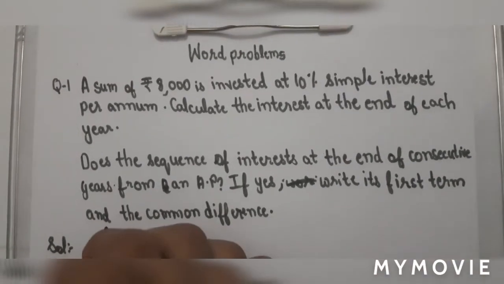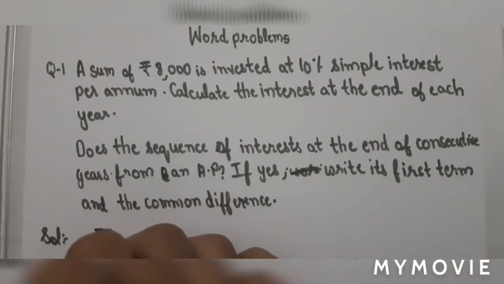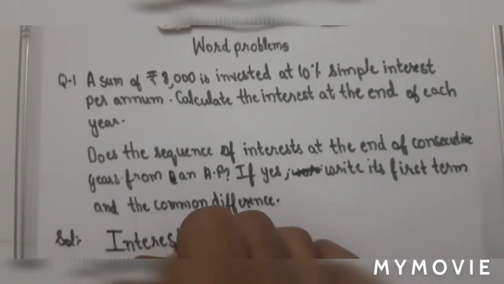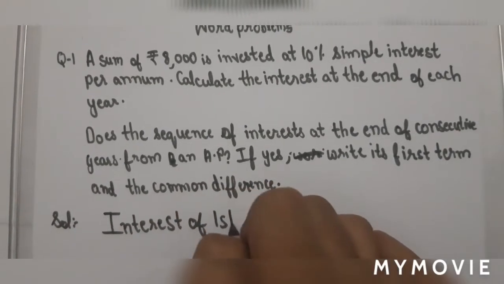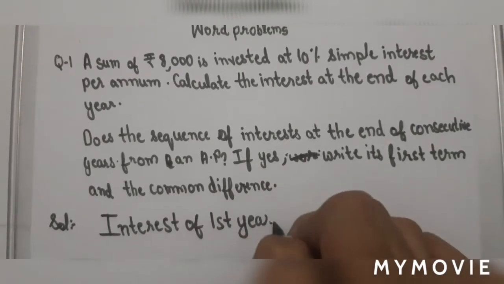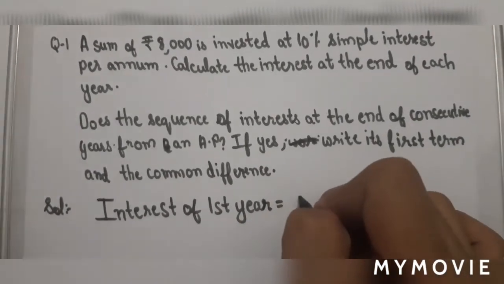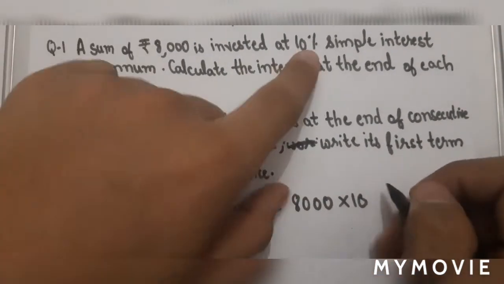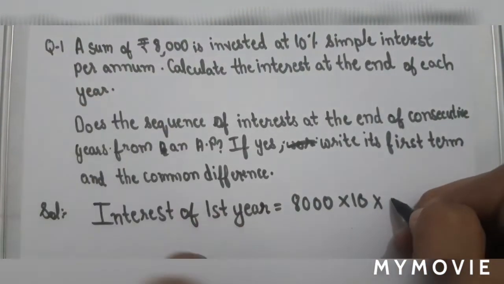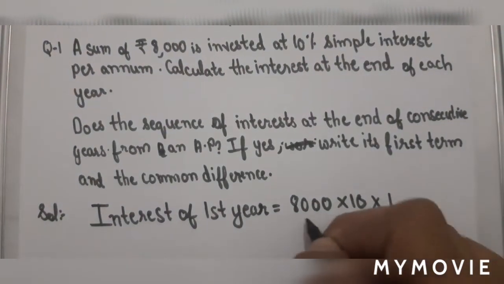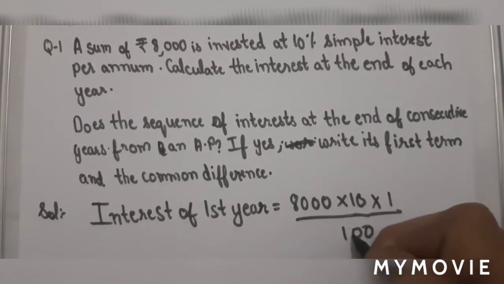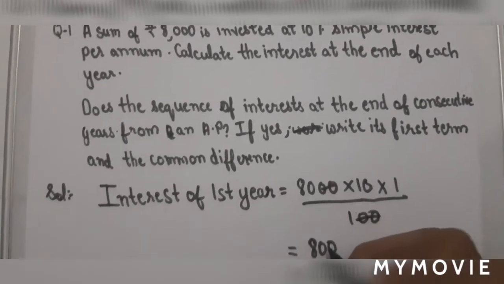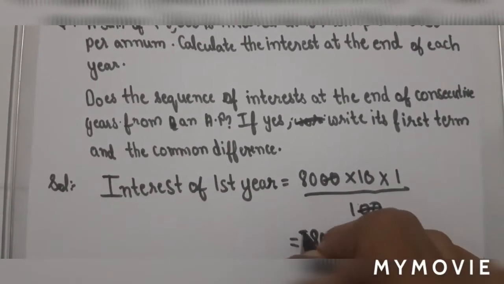So we should calculate the interest of first year. Interest of first year is equal to 8,000 into 10 simple interest into year. For first year we are finding, so time is 1 by 100. So 2 zeros get cancelled. So we got our interest of first year as rupees 800.